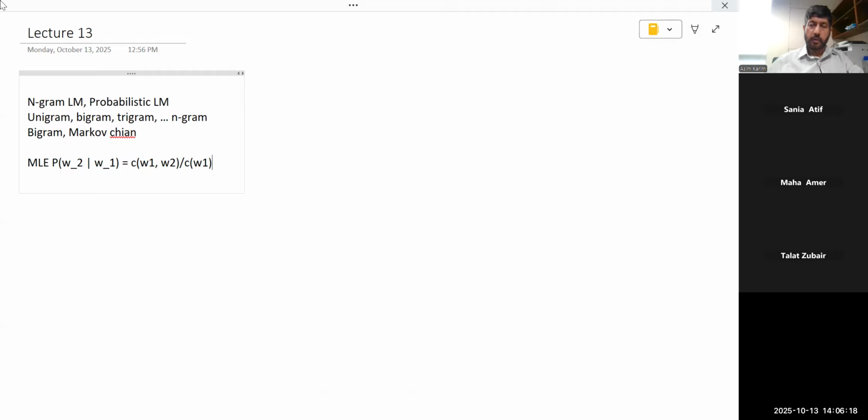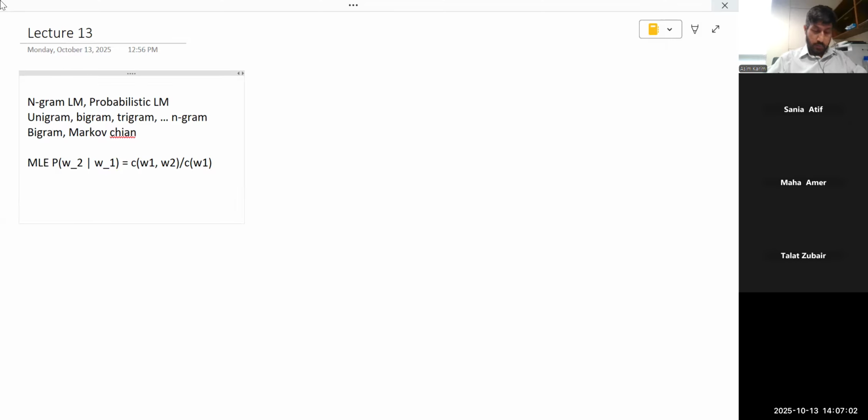And where do we get this estimate? From running text for that particular language. If we have a large corpus, from that corpus we will count the number of times that we see W1 followed by W2. That would be the numerator, and then we will divide it by the total number of times that we see W1 in the corpus. The total number of times that we see W1 is also equal to the total number of times that we see W1 with some other word W2, whatever that word is. So this is the estimate of this probability.